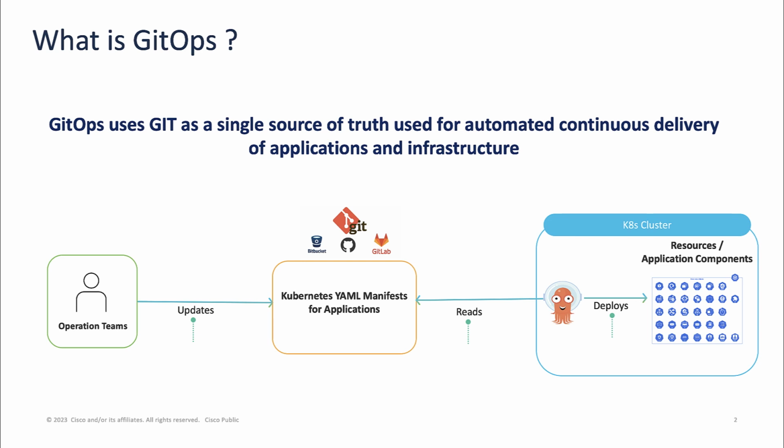First, let's understand what GitOps is. GitOps uses Git as a single source of truth used for automated continuous delivery of applications and infrastructure. In the GitOps approach, operation teams manage and update the declarative manifests that correspond to applications in a Git repository. GitOps tools like Argo CD will read the defined manifest and apply the resources to the cluster as defined in the manifest. Whenever there is any change in the Git repo, GitOps tools will pick up this change automatically and deploy it to the Kubernetes cluster.